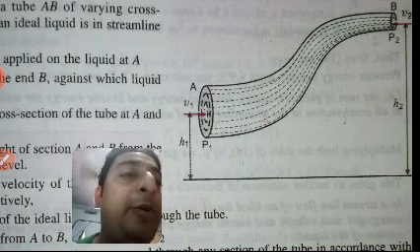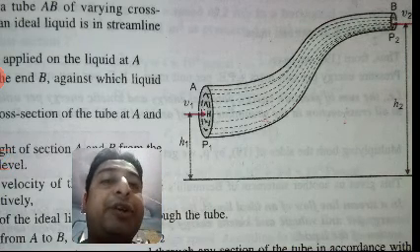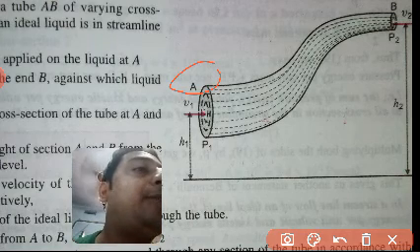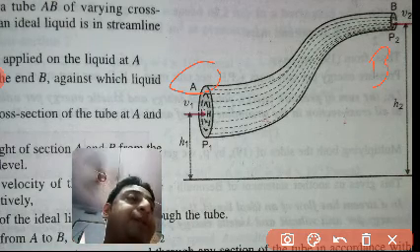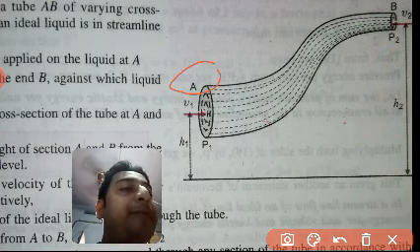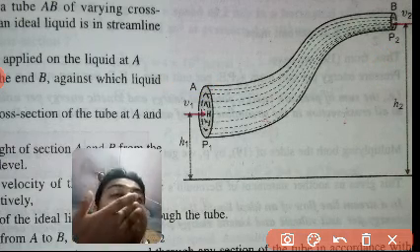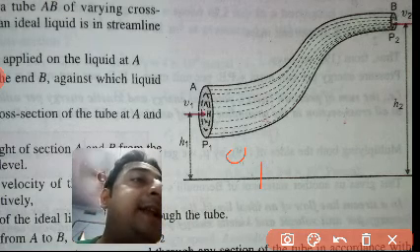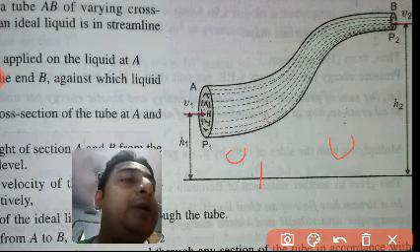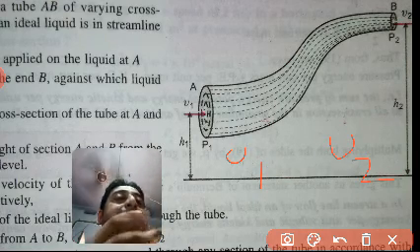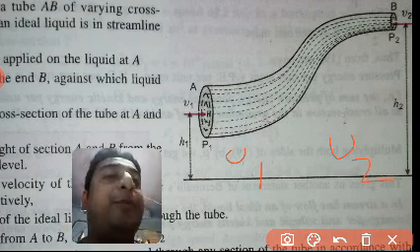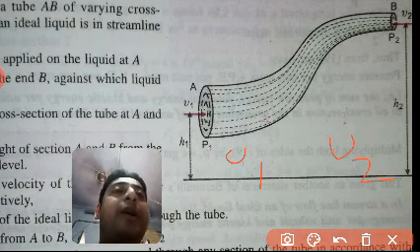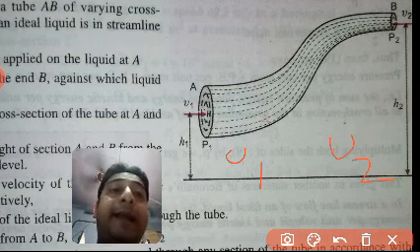The liquid is entering from this portion, and the liquid is leaving from portion B. Now the liquid is entering with the velocity v1 and leaving with the velocity v2. Now can you tell me in which portion, portion A or B, the velocity of the liquid will be higher?